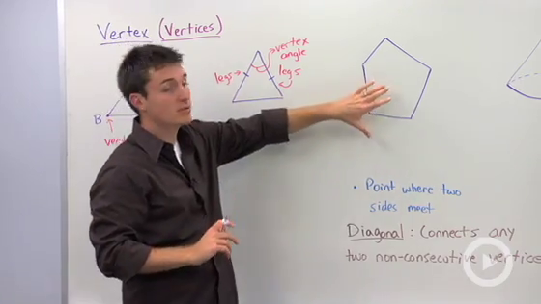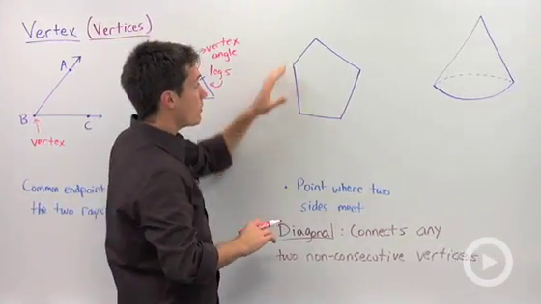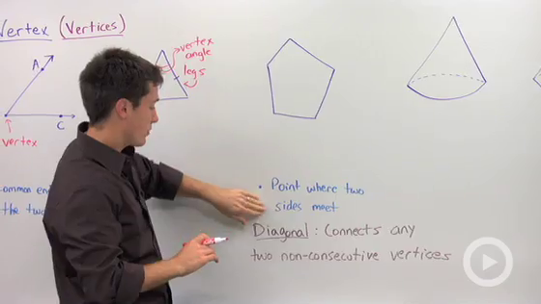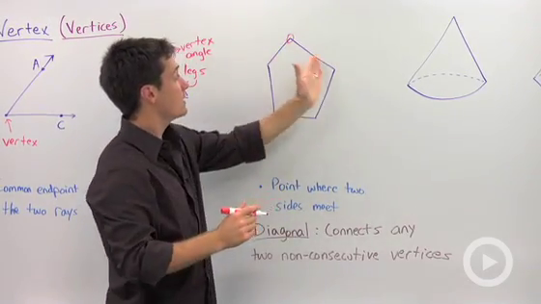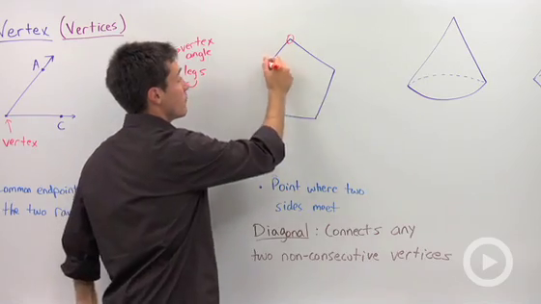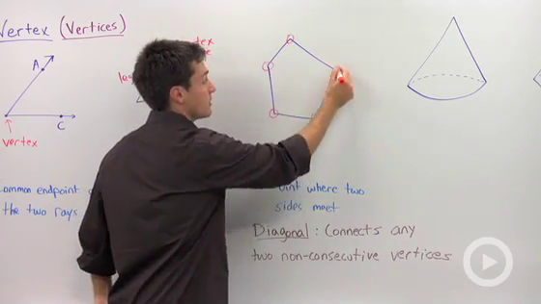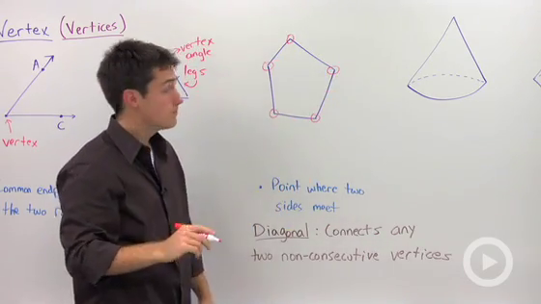What about other types of polygons? Well, the point where two sides meet, which I've written in blue here, so this point right here is where two sides have intersected. So we have 5 vertices in this polygon.